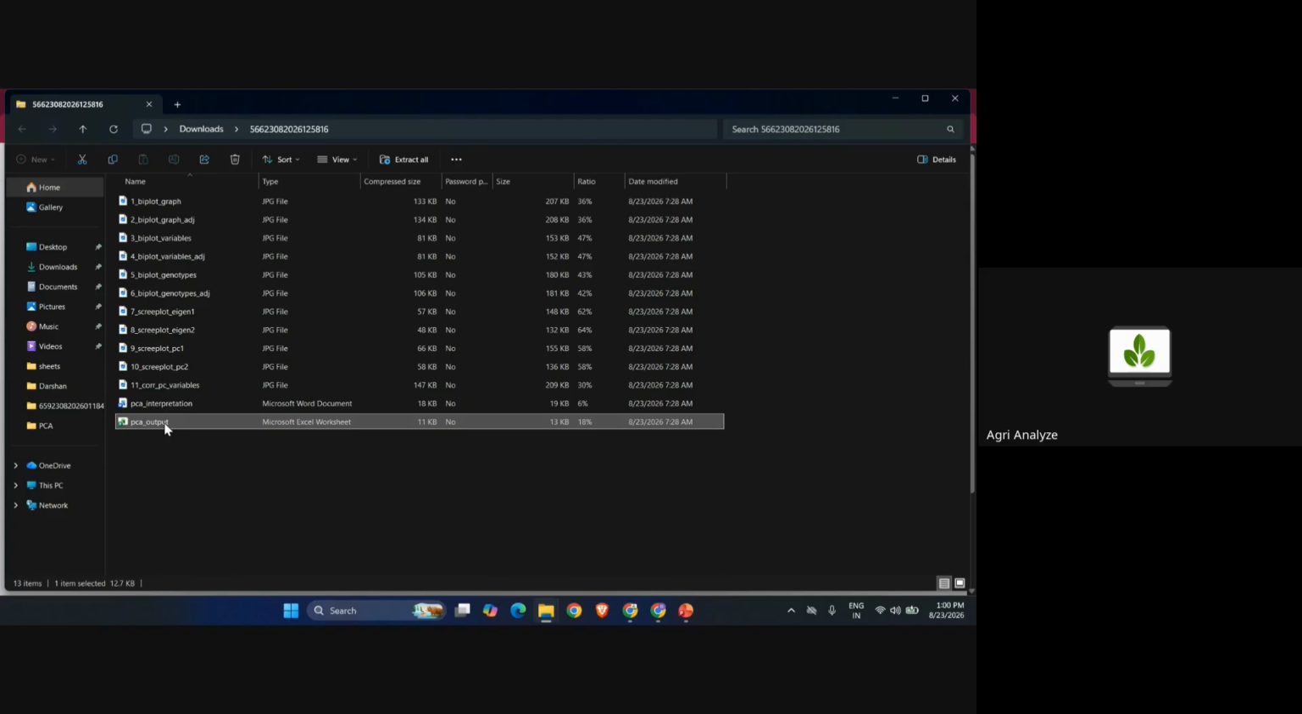Then the output is also given in an Excel file. So this way you can get 11 images for your graphs, one Word file and one Excel file for your output. Now, does anyone have a question?